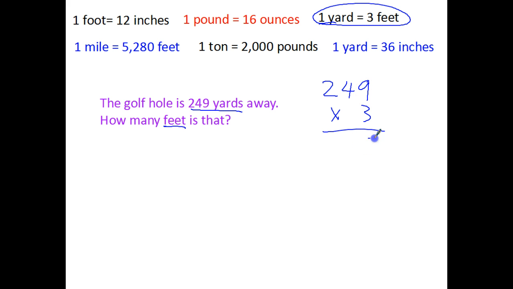3 times 9 is 27. Carry my 2. 3 times 4 is 12, plus 2 is 14. Carry my 1. 3 times 2 is 6, plus 1 is 7. 747. What are they? Feet. By the way, if you check closely, right after the word many, it often tells you exactly what unit to use.